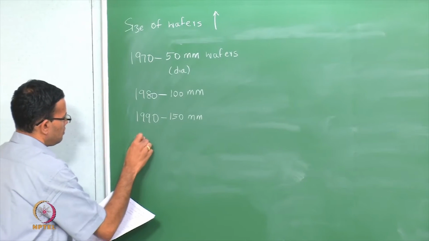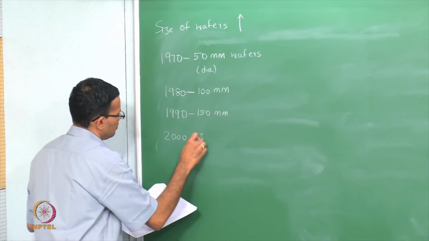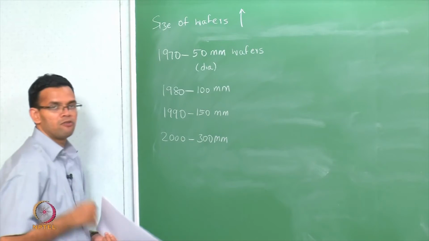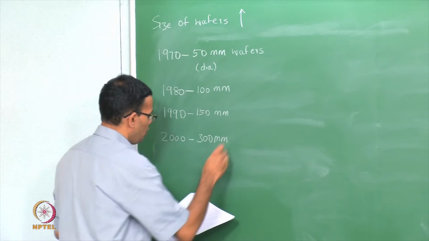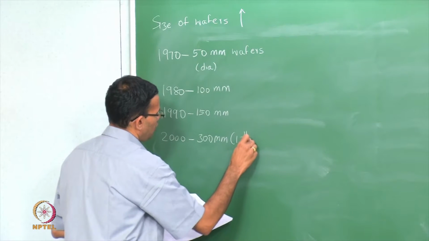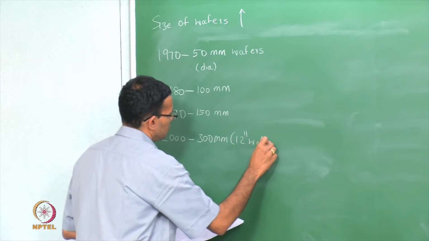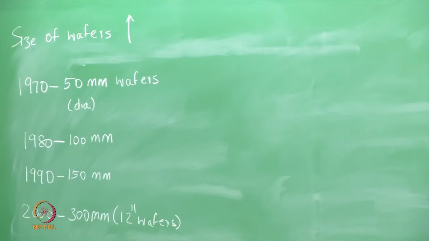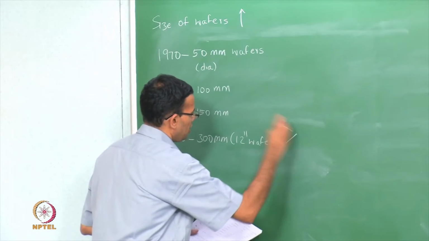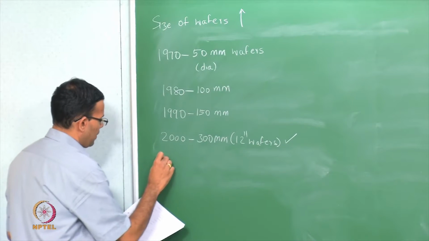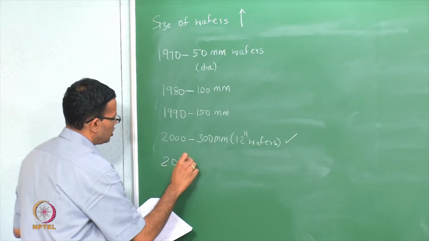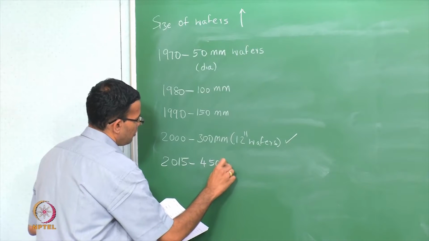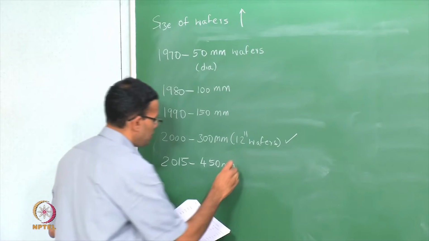In 2000, the transition was again from 150 to 300. If you want to write this, these are called 12-inch wafers. So 12-inch wafers are what is currently being used in the industry right now. And then the expected transition is from 12-inch to 18-inch wafers or 450 millimeters.